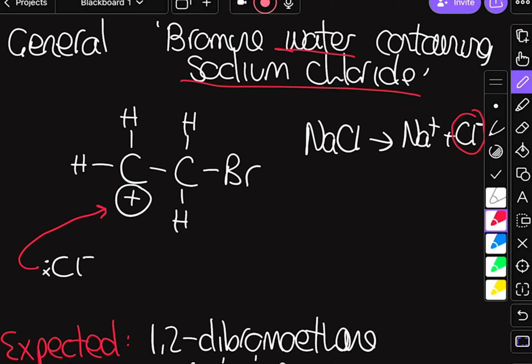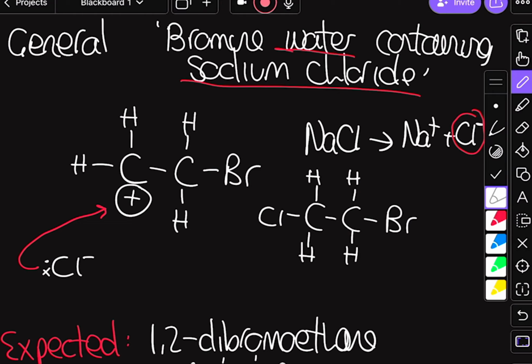So if that is the case, then we now make something that looks like this as our product. Okay, so that is unexpected. So how do we name it? Again, the rule is when you put on side groups, you name them alphabetically. So for that reason, I'm going to make this carbon 1 and this carbon 2. So my unexpected product here is going to be 1,2-bromochloroethane.